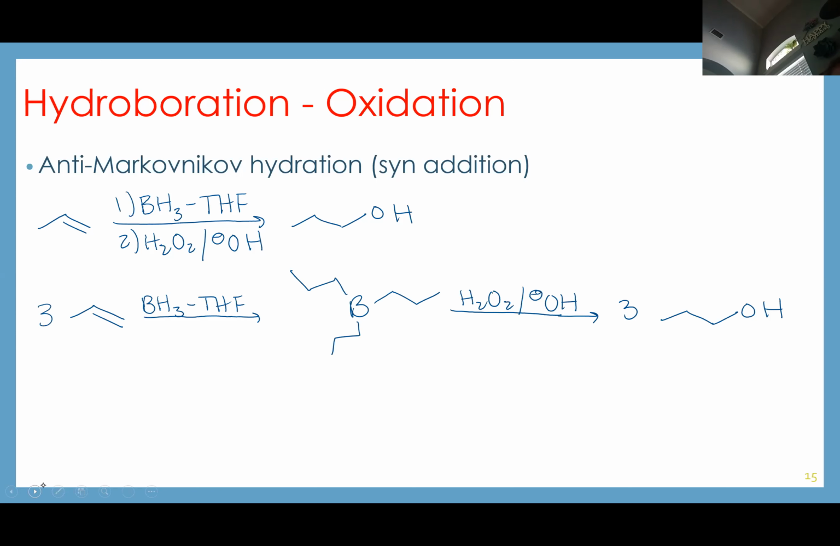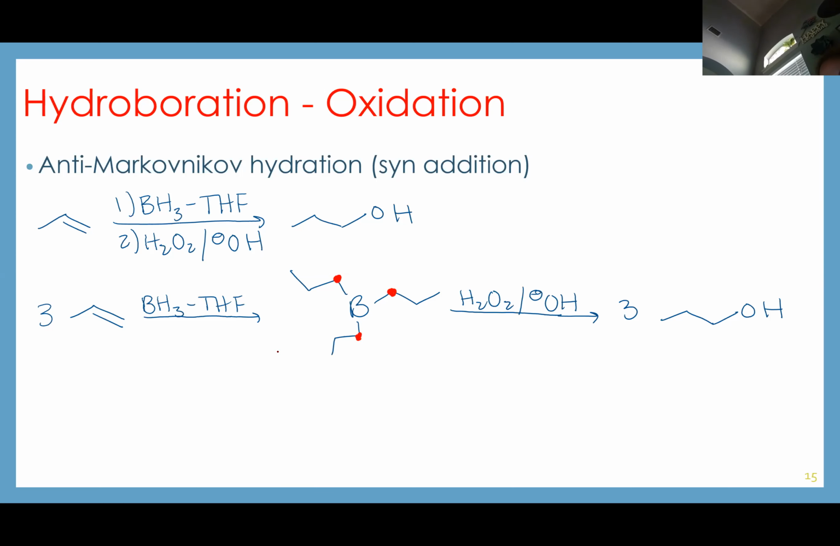And the mechanism, I'm not going to make you guys learn the actual mechanism of how this stuff forms, but understanding this intermediate here can help you see why it's anti-Markovnikov. So the borane actually gets added in the anti-Markovnikov method. So the boron atom gets added to the end carbon of the alkene. And then it adds 3 times actually, which is kind of bizarre. So you end up with 3 equivalents of your alkene attached to the same boron atom.